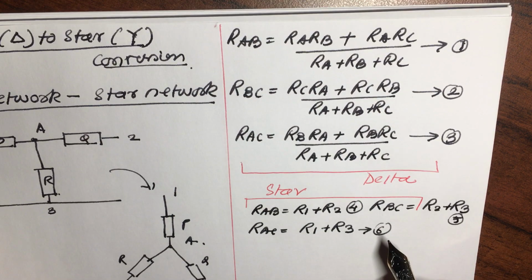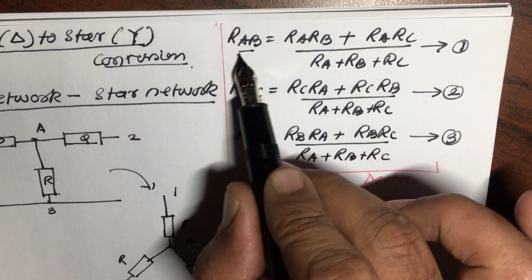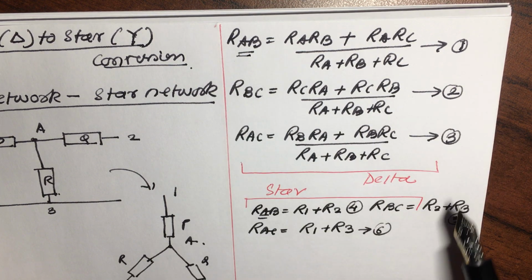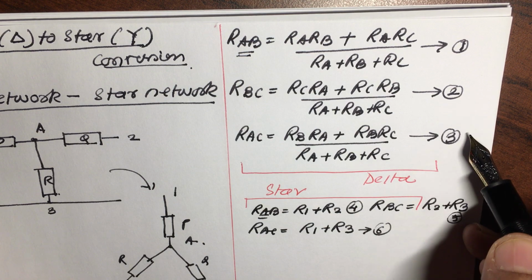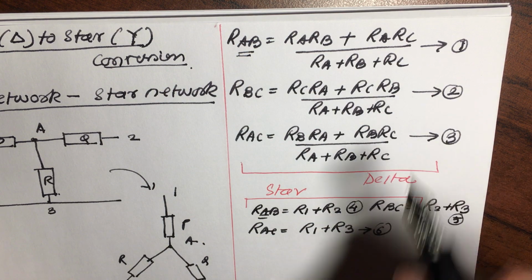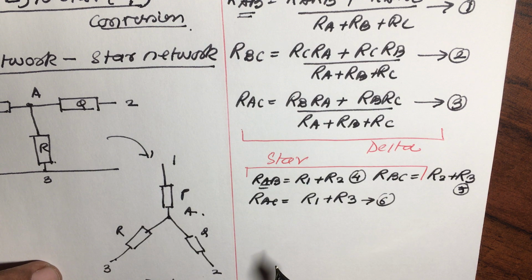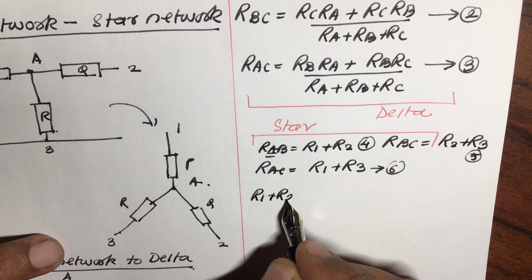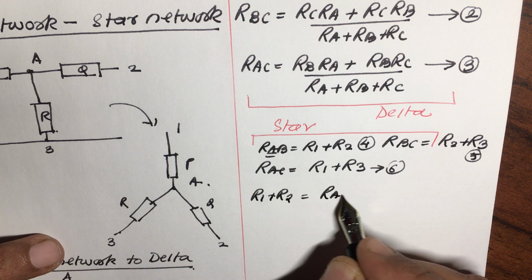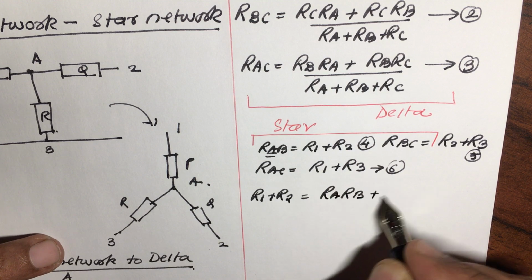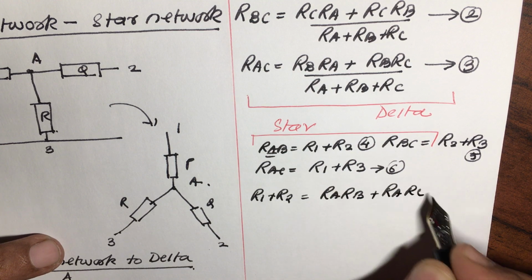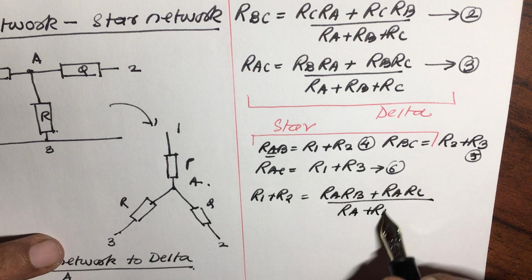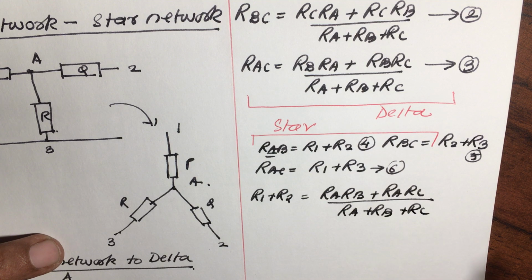Now just see, is this RAB? Can you equate 4 and 1? Can you equate 5 and 2? Can you equate 6 and 3? I'll just equate 4 and 1, and I'll show you what it will look like. It will look like this. R1 plus R2 will be RARB plus RARC upon RA plus RB plus RC.